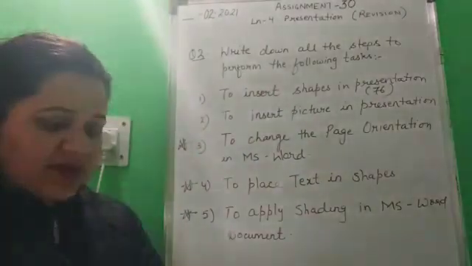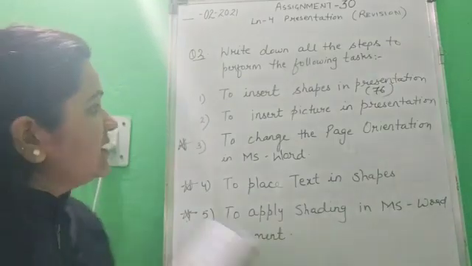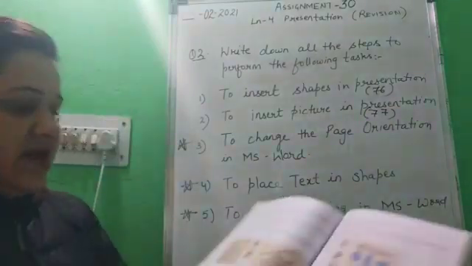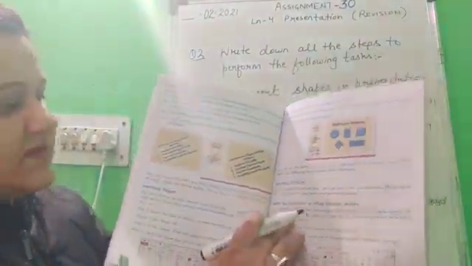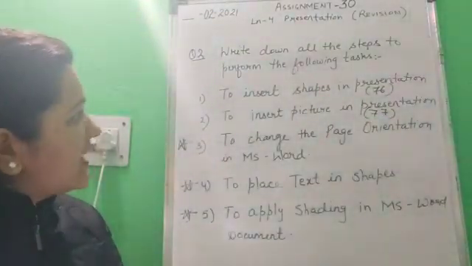Next is inserting a picture, the steps for which are also given on page number 77. Okay, with the help of inserting pictures on page number 77, from here, step 1, step 2, this is how you have to write down till step number 5. Okay children.